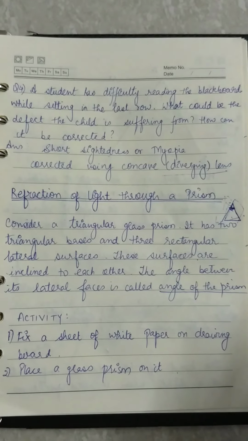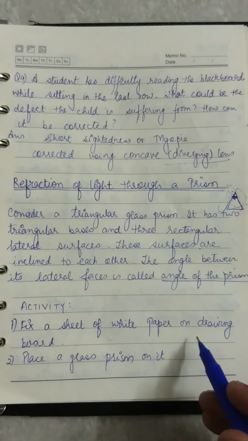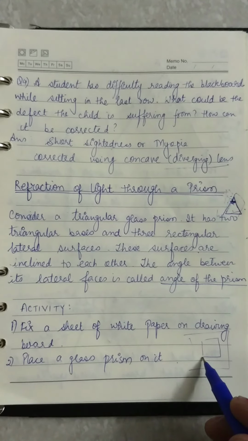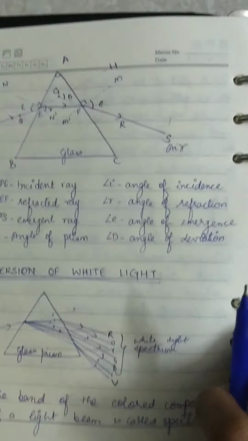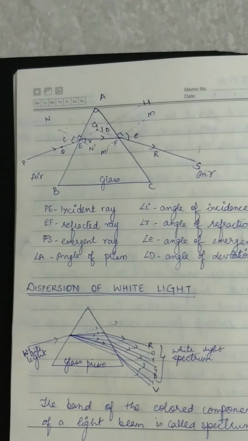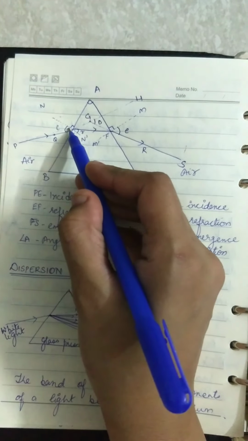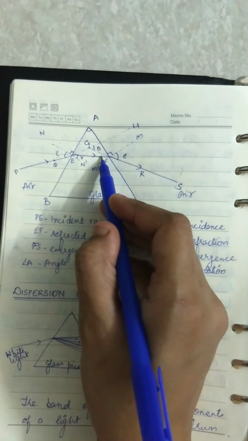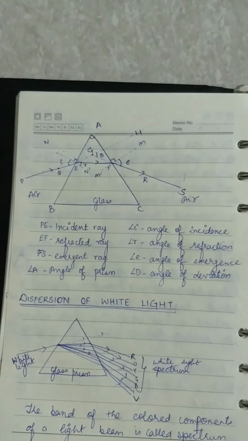So we'll do an activity over here. Fix a sheet of white paper on a drawing board. Take a drawing board, place a white paper over it. Place a glass prism on it. So place a glass prism on a drawing sheet. Now if we draw an experiment, if we pass an incident ray over here, we will observe that the ray gets refracted from the glass prism and then emerges from the glass prism.